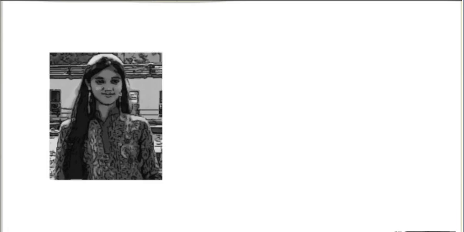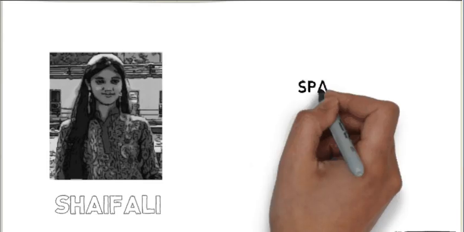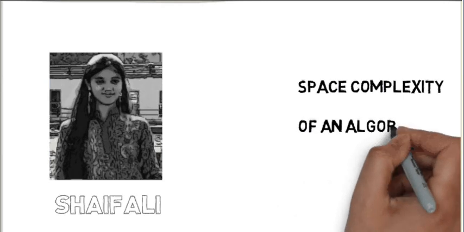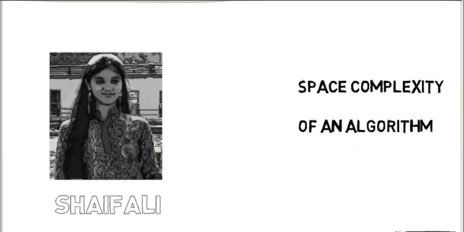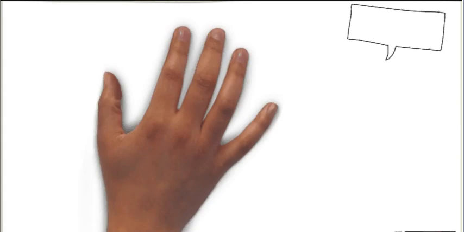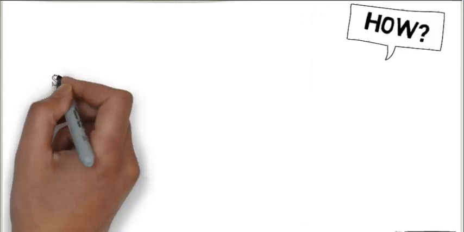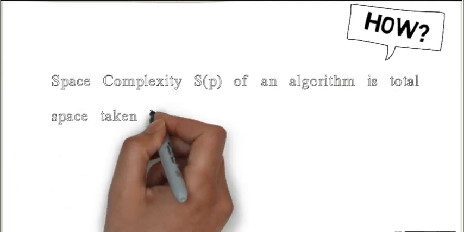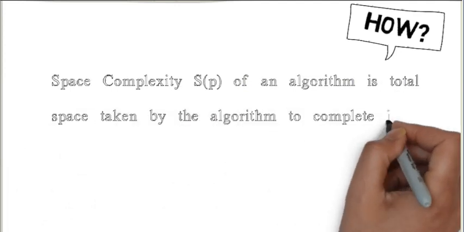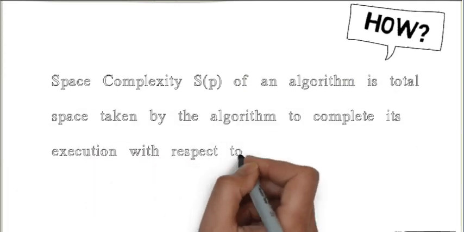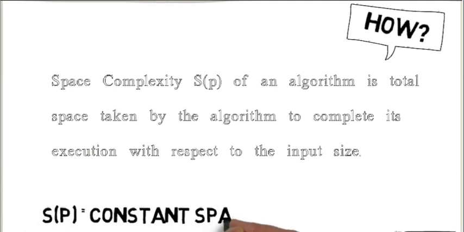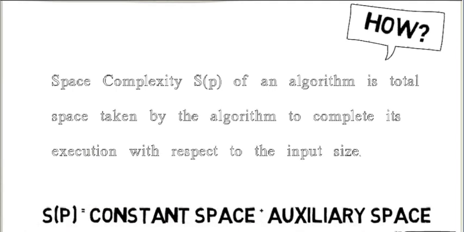Hello, this is Shifali, and in this video you will learn how to calculate space complexity of an algorithm. It is the next sequel of my previous video on space complexity. So, as you know, space complexity of an algorithm is the total space taken by the algorithm to complete its execution with respect to the input size. It consists of constant space and auxiliary space.